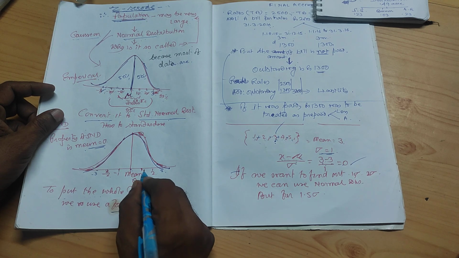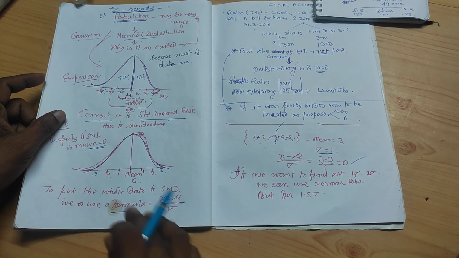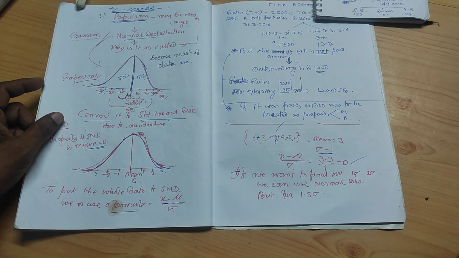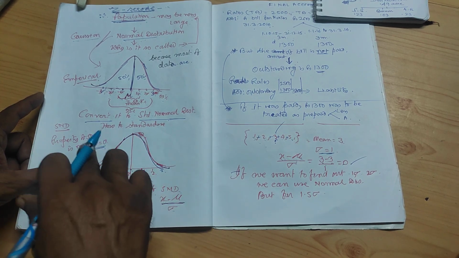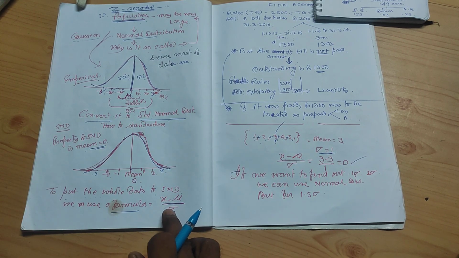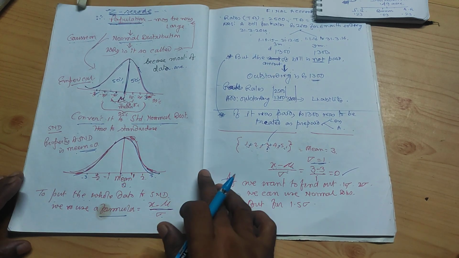And it is plus 1 SD, plus 2 SD, minus 1 SD, minus 2 SD. And SD is 1, so we need not write SD here. Always, for the standard normal distribution, the mean is 0. We convert the data in that way by using this formula, so that the mean is 0 and the standard deviation is 1. It's a continuous distribution.